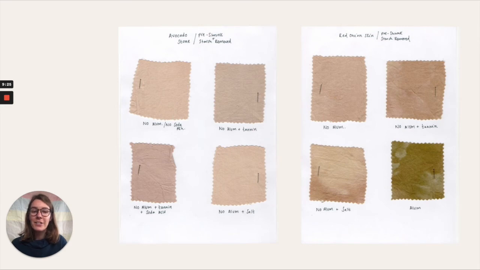Again with avocado stone and onion skins, I found it very difficult to get a really nice colour from onion skins and avocado stones using this fabric, but this will also be really different using the avocado stones and onion skins in Malawi. So I'll be really intrigued to see the differences of colour that you get in Malawi compared to what I got in Sri Lanka.